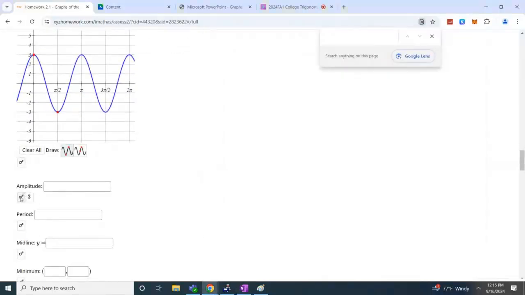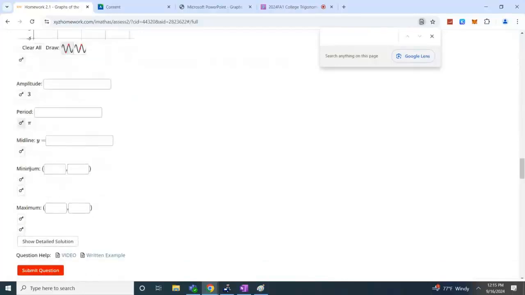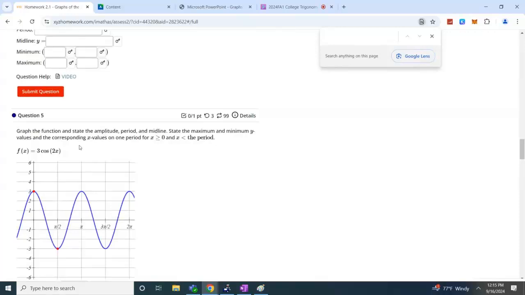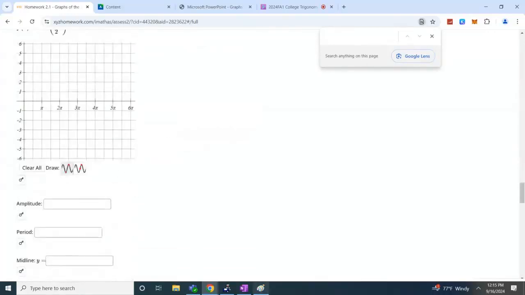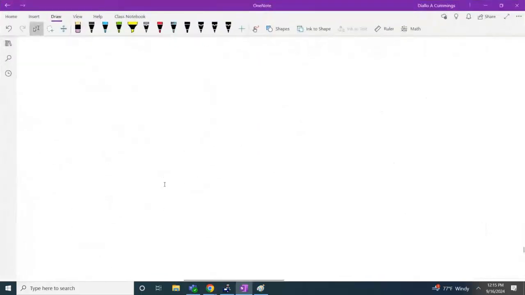All right, the amplitude is 3, the period is pi, the midline is y equal to 0, the minimum was pi over 2 comma negative 3, and the maximum was 0 comma 3. All right, any questions about number 5? All right, now there's 2 more, the last 2, 8 and 9.